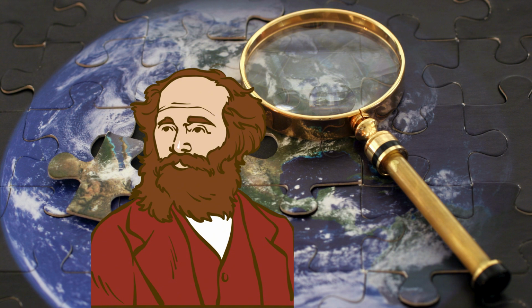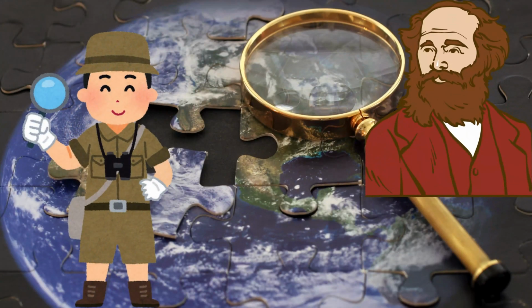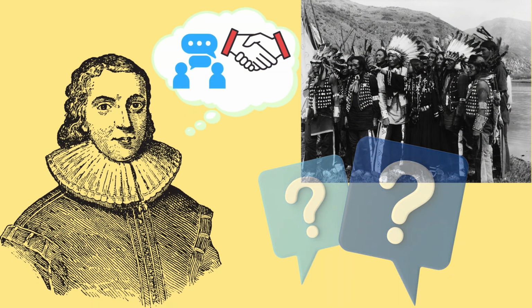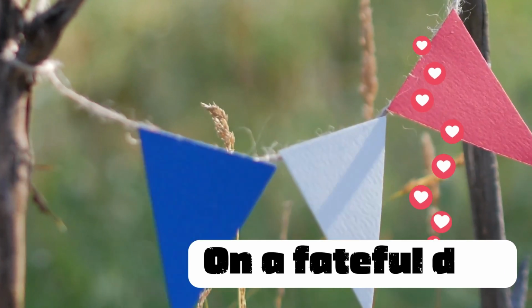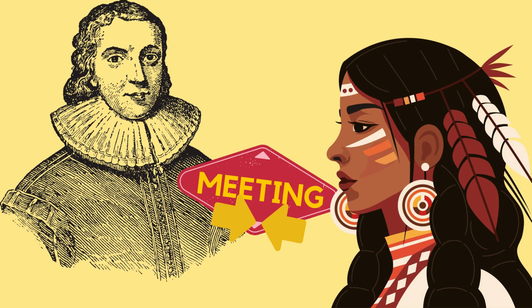Imagine John Smith as a dashing hero with a bushy beard and bright eyes. A brave explorer unafraid of any danger or challenge. However, when faced with the native people, he encountered difficulties and obstacles in communication, and establishing relationships was not simple. But then, on a fateful day, John Smith met Pocahontas, the daughter of Chief Powhatan.